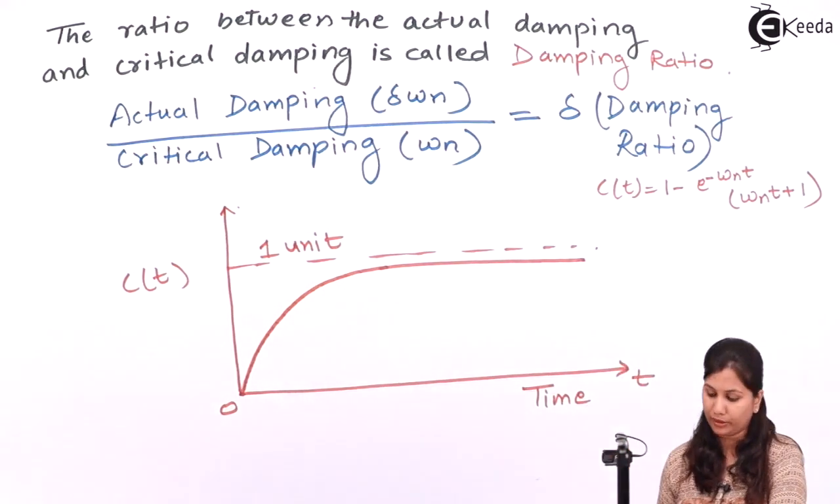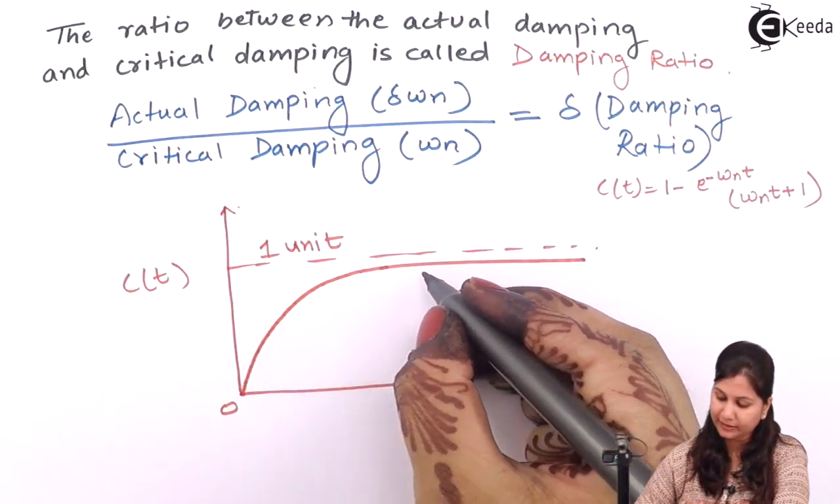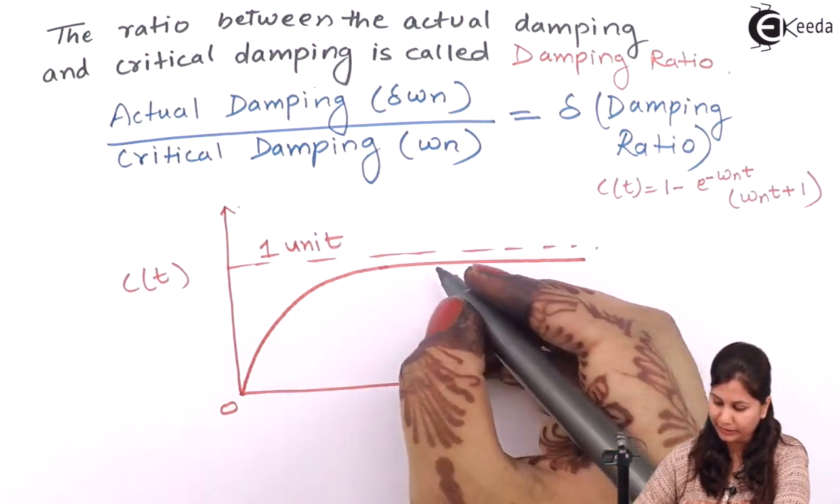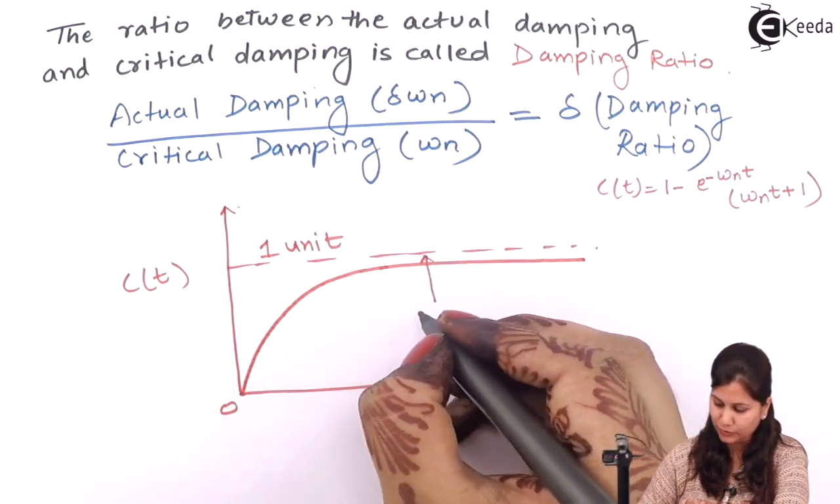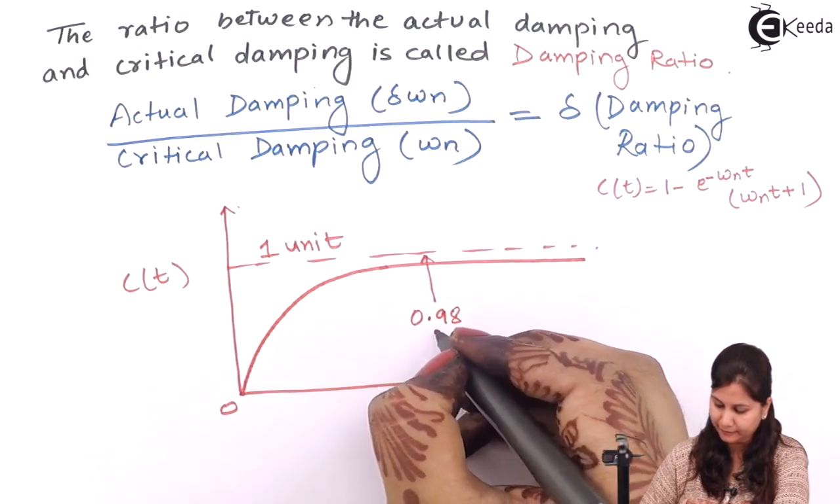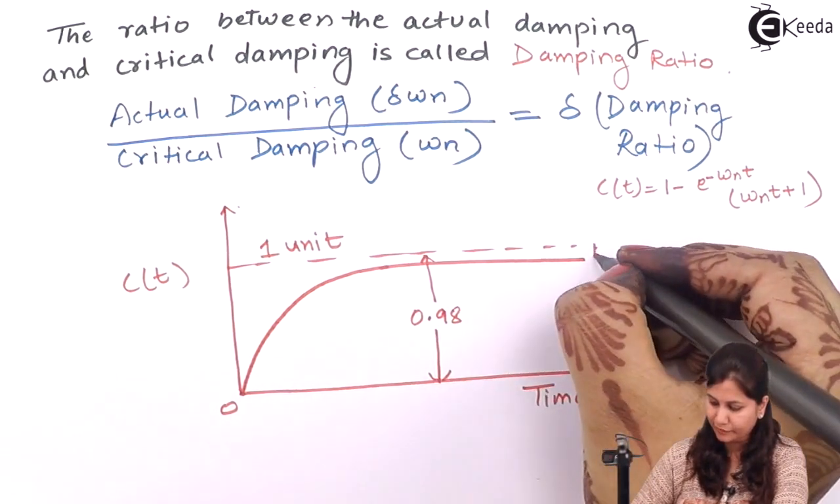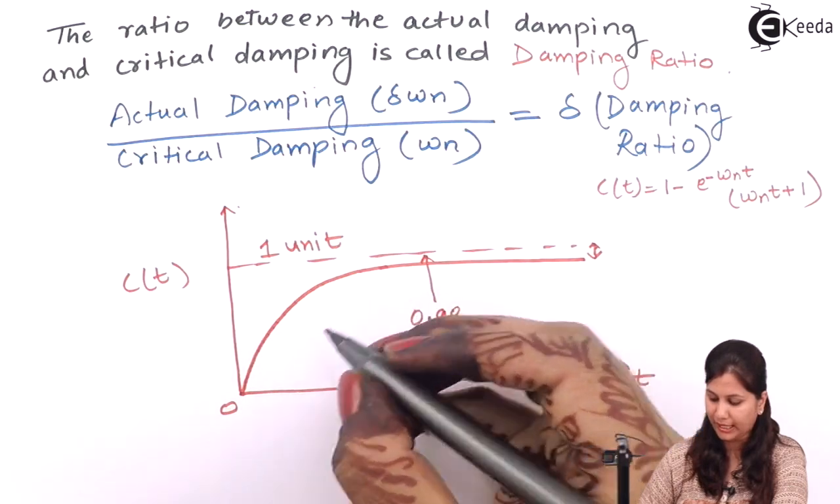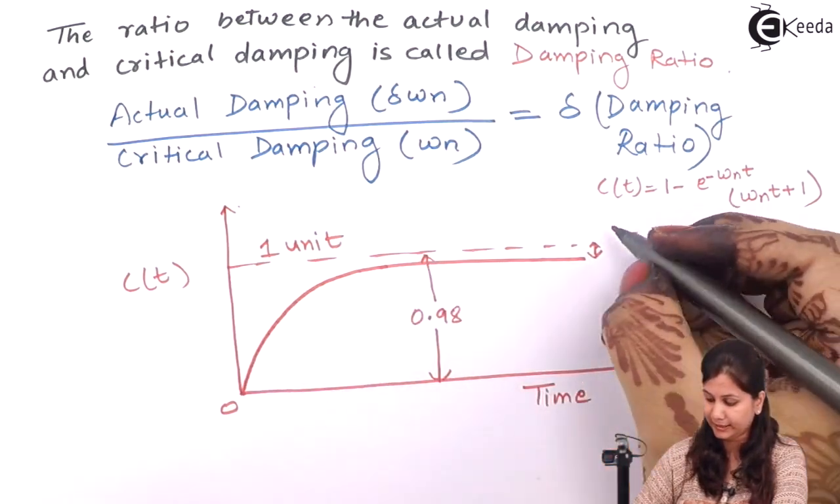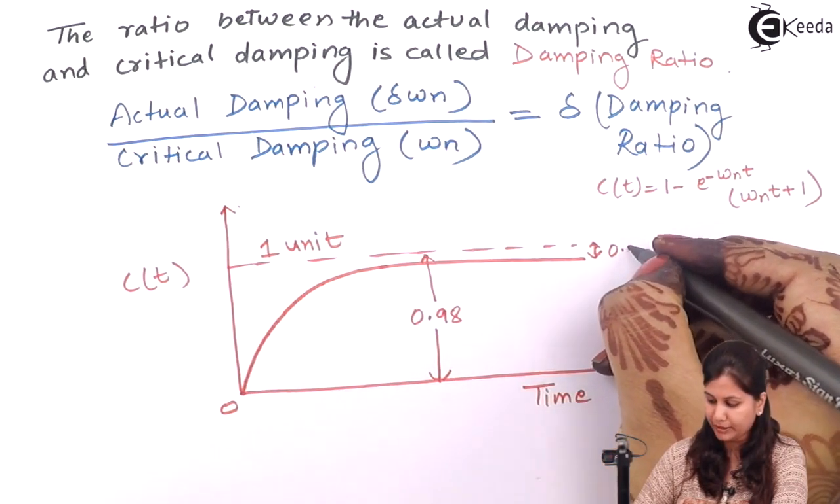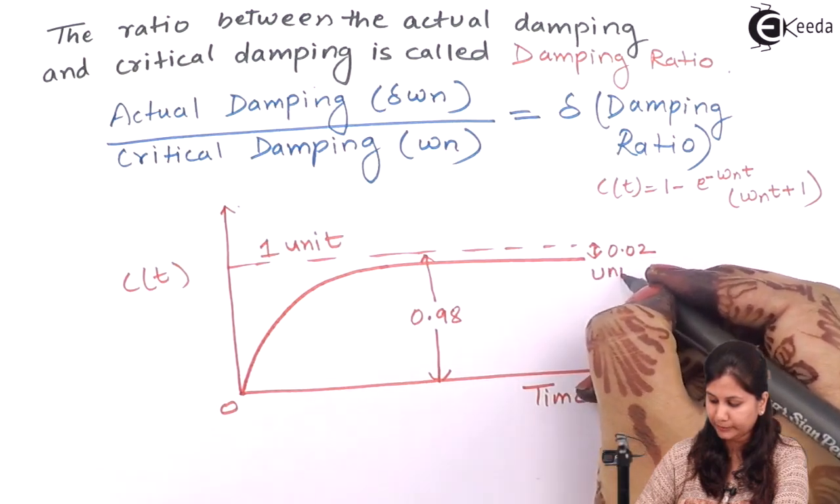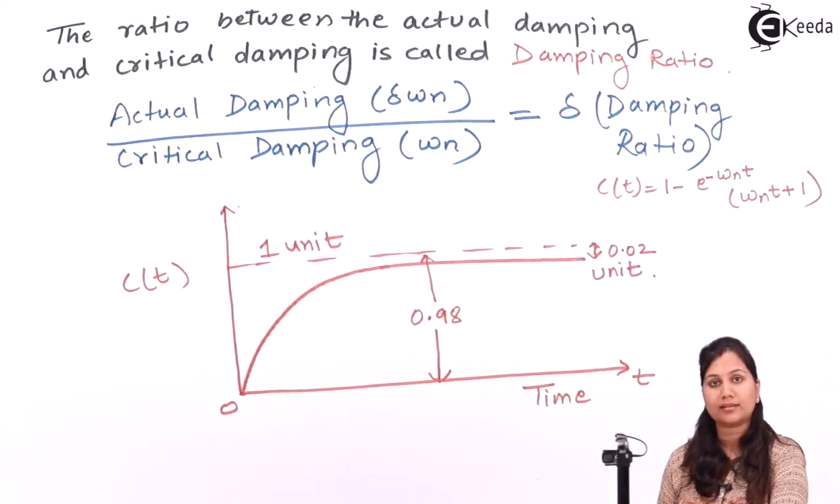this. Okay, so the system is attaining the steady state value very quickly, and this value is equal to 0.98, and the difference between the 1 unit and this exponential, that is c(t), will be 0.02 unit. So this is the output response when the system has a value of delta equal to 1, that is the critically damped condition.